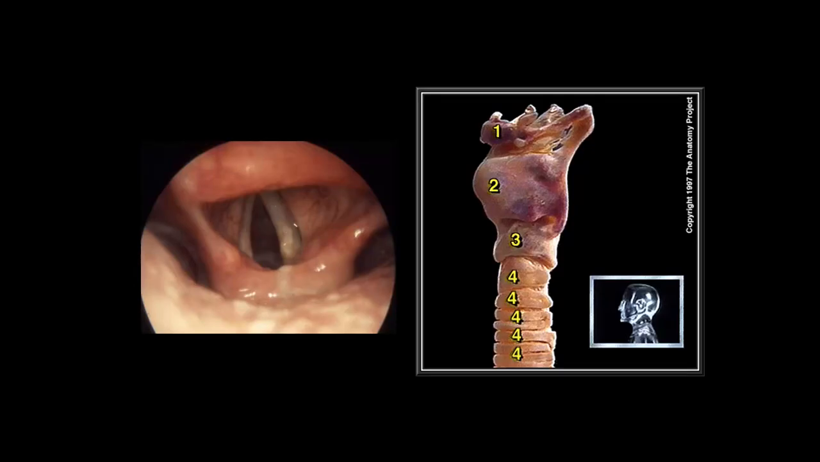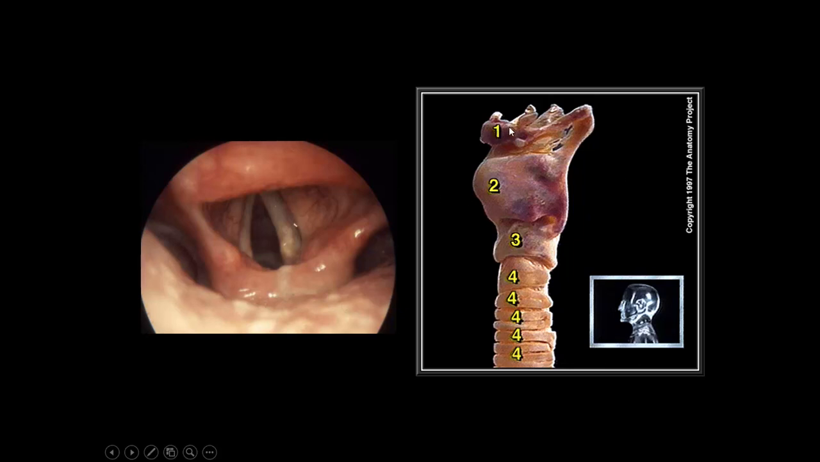So here, on the left, these are the vocal cords. This is a view looking down the trachea from the top, and this is our larynx structure, and there are the vocal cords right there. And on the right, this is a picture from the outside. So this is the trachea here, and this is the larynx.